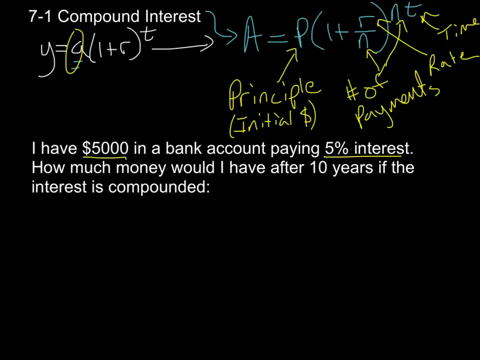So I've got $5,000 in the bank, 5% interest, and I'm going to let my money sit there for 10 years. It's going to sit there for a decade, and I want to know how much I have at the end when my money is growing 5% per year. And we're going to answer this question a couple of times based upon how often the interest is compounded, and let's talk about what that means. So the first one that I'm going to have us do is if our interest is compounded annually. And annually means once per year.